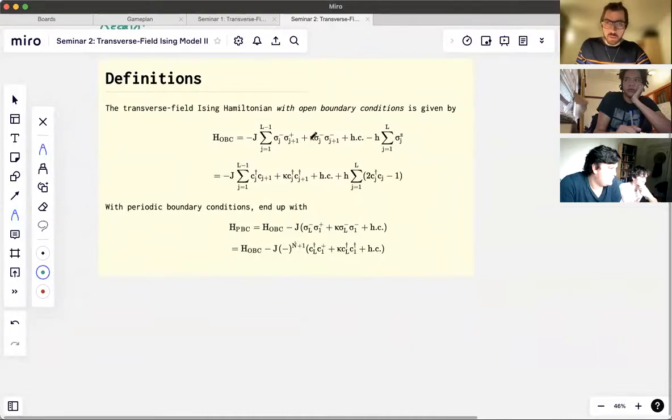And then we introduced the Jordan-Wigner transformation that turned those sigmas into anti-commuting fermions. The full details of all those definitions are available on the website, which this is a screenshot from. It's very nicely formatted.